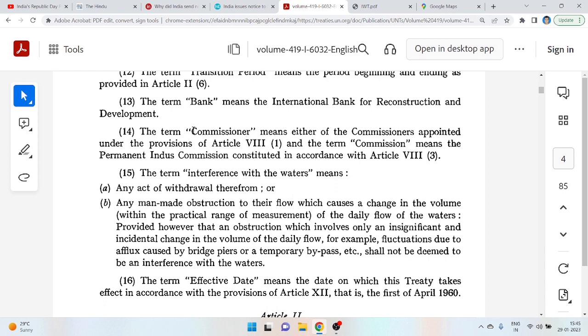the term commissioner. What is the meaning of commissioner? Also here the term bank means the International Bank for Reconstruction and Development, IBRD, that is a part of the World Bank. Bank means World Bank. Then the term commissioner means either of the commissioners appointed under the provisions of Article 8(1), and the term commission means the permanent Indus Commission constituted in accordance with Article 8(3). So, the World Bank is saying that both nations, India and Pakistan, have to set up a common commission where representatives from both countries will be present, and if any issue occurs in future, the representatives will discuss with each other on behalf of the government. Okay, that is commissioner. Move to Article 8, you will know about commissioner.